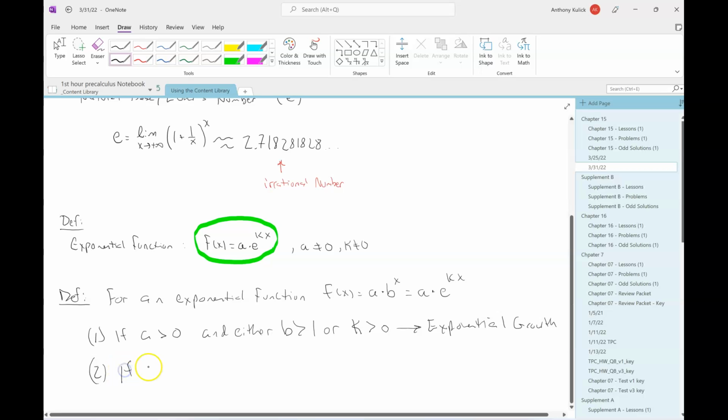Anyways, and then if that A is positive and B is between 0 and 1, or K is negative, we call this exponential decay.